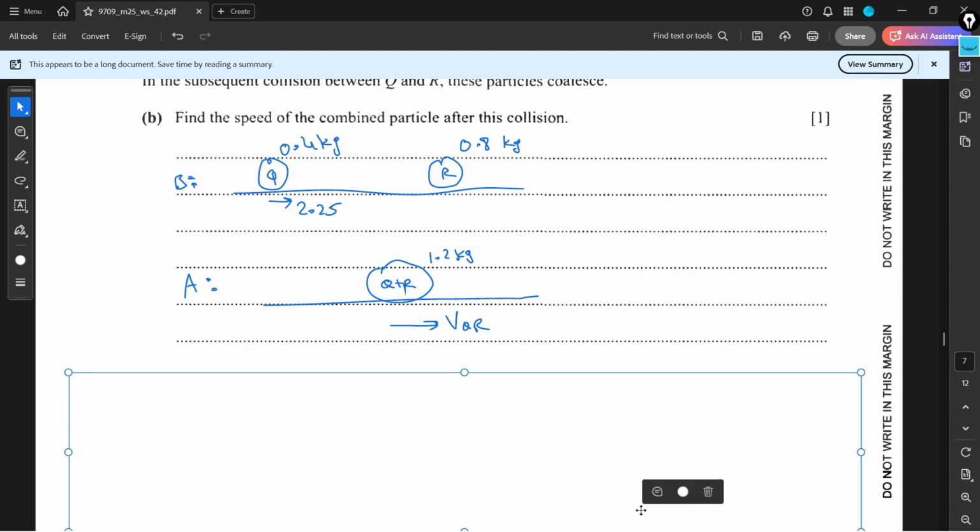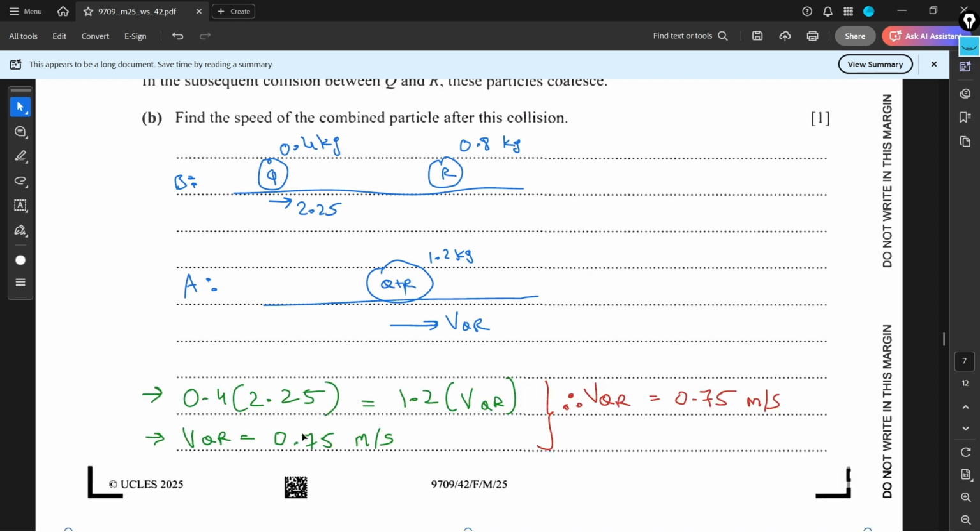Again, implementing the conservation of momentum, the answer that I'm going to get over here is going to be 0.4 kg for the particle Q, that is 2.25 is the velocity, equals Q plus R, which is 1.2 kg, times its respective velocity. And then making vQR the subject of the formula, it's going to be 0.75 meters per second. So after the collision, Q and R together combined are going to move towards the right hand side with this particular speed. That is what we understand from part B.